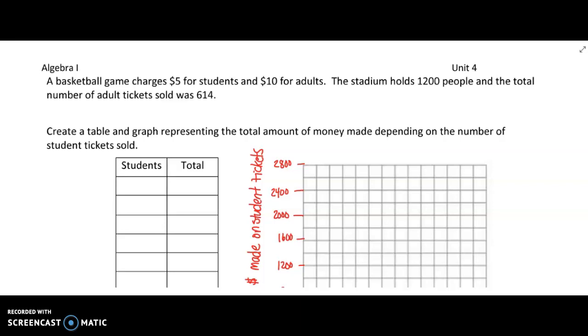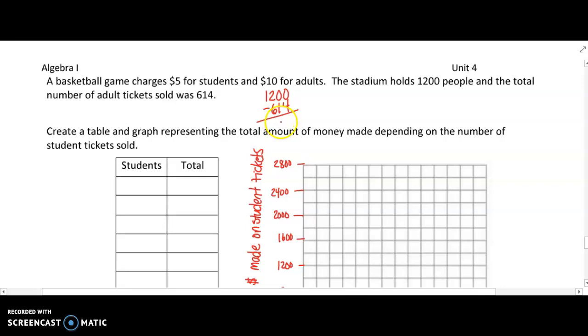So the way this one's presented is the stadium holds 1,200 people and the total number of adult tickets sold was 614. They want us to create a table and a graph representing the total amount of money made depending on the number of student tickets sold. So we have to figure out how many student tickets there are, right? So we have 1,200 people total, and the number of adult tickets sold was 614. So we need to know how many student tickets there are.